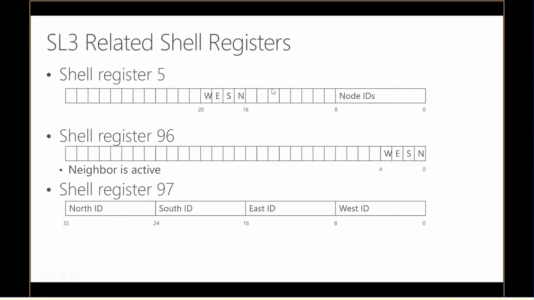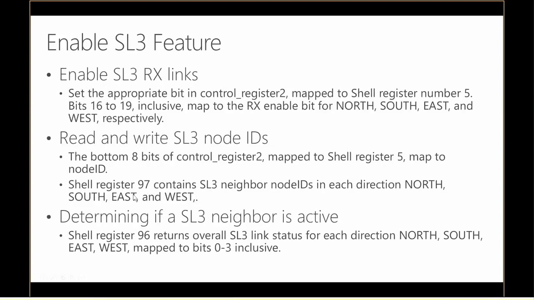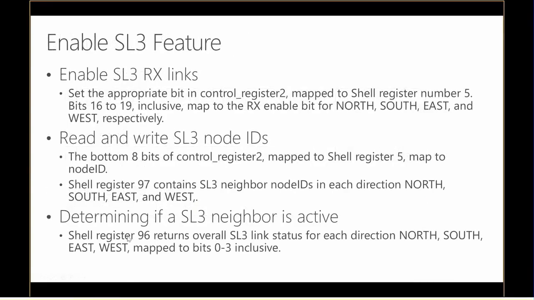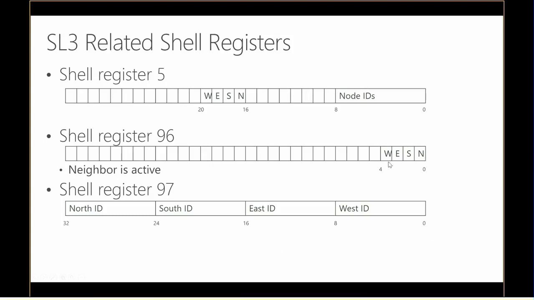Shared register 5 looks like this. The low 8 bits are the node ID of the board, and bits 16 to 19 indicate whether each lane is enabled on this board. Shared register 97 contains the serialized 3 neighbor node IDs in each direction. It looks like this, where each 8 bits indicate the node ID of each neighbor. Shared register 96 returns the overall serialized 3 link status for each direction. It is mapped to bits 0 to 3 of this register.